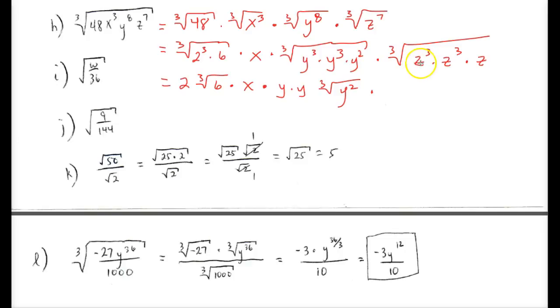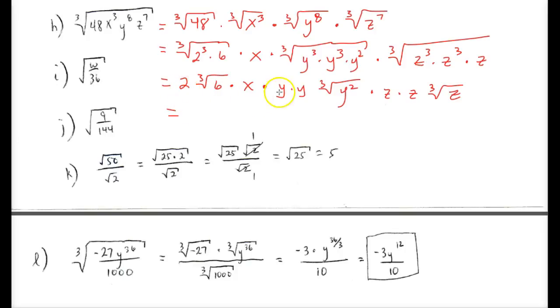Okay? And then similarly here we have z cubed. For every 3 z's we see, we pull one out, so we have z times another z, and then we just keep the last z under the cube root sign. Okay? And so now we're in a position to where everything that is outside the cube root, we multiply together. Everything that is inside the cube root, we multiply together.